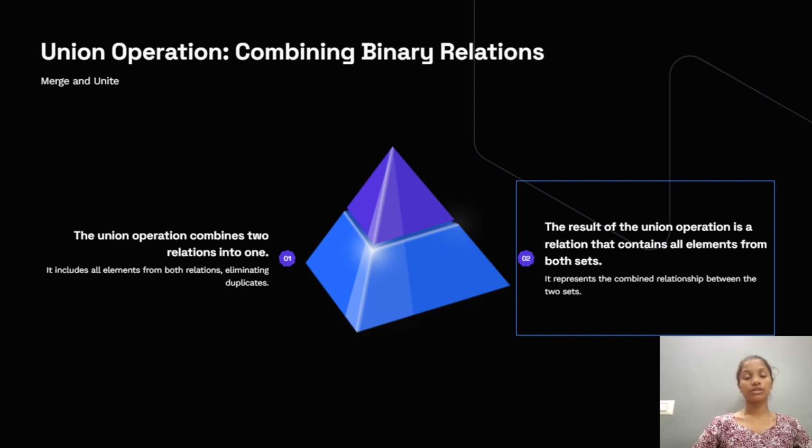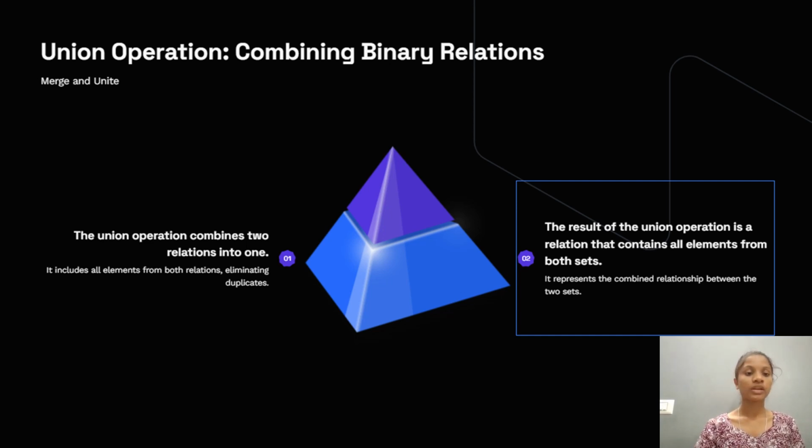In mathematics we have used union and intersection on sets. Similar to that, in DBMS also, we take the values from table 1 or entity 1 and the values from entity 2 and combine them. It includes all the elements from both relations, eliminating duplicates. In this union operation, we eliminate the values that are repeated. Duplicate values are not included in the union operation. Next, the result of the union operation is a relation that contains all elements from both the sets. It represents the combined relationship between the two sets. It is very similar to what I said before.